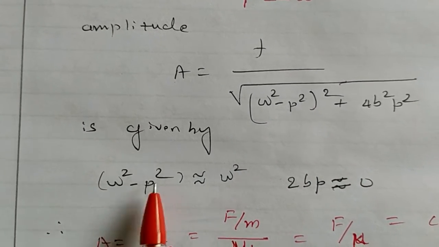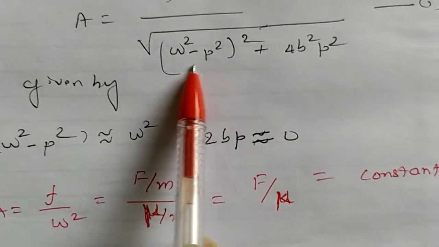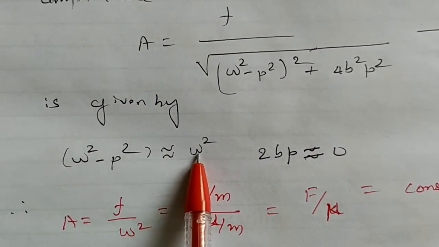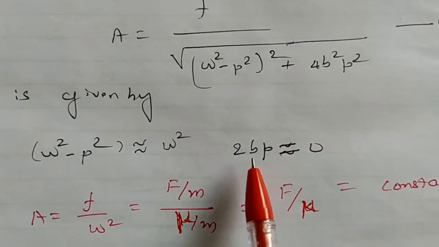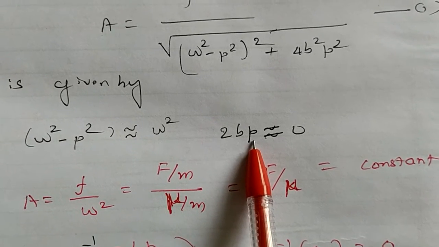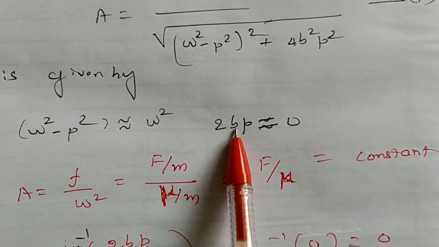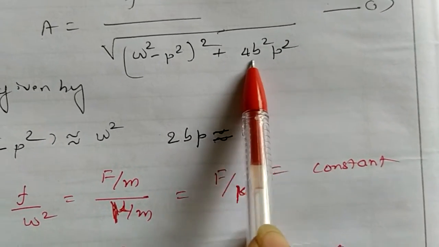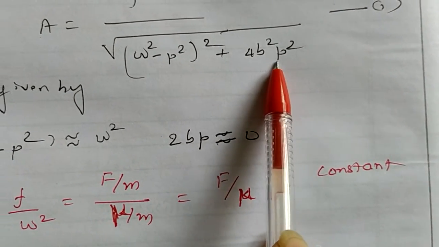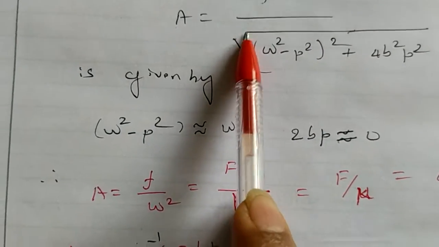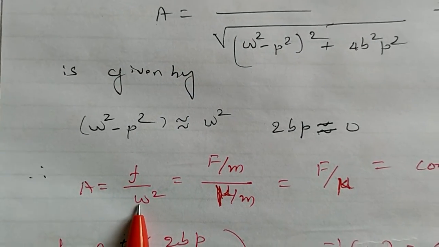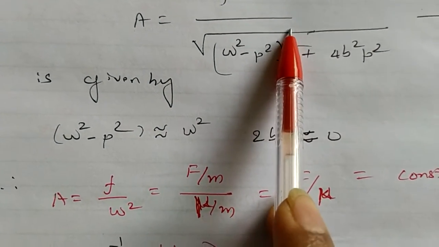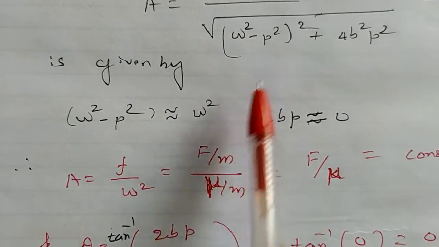That means omega square minus p square in the bracket can be taken as omega square. Since p is very much less compared to omega square, 2bp is taken as 0, which means the second factor in the square root will become 0. So you substitute in the main equation now. A is equal to F divided by, the square and square root cancel, but omega square minus p square is nothing but what?